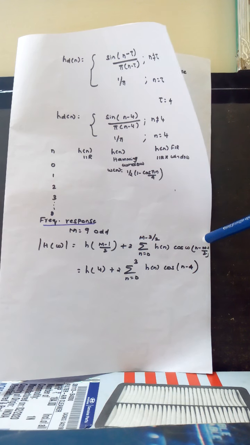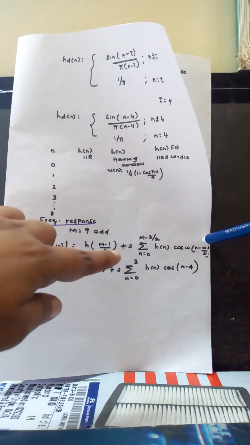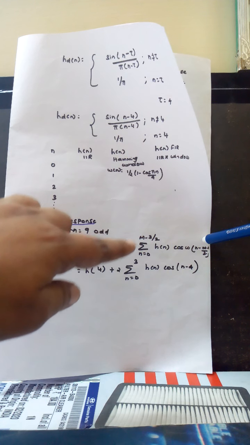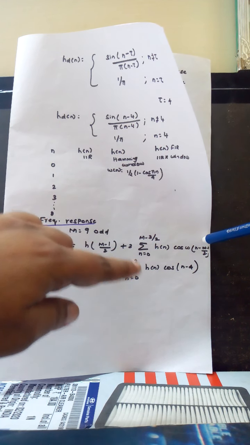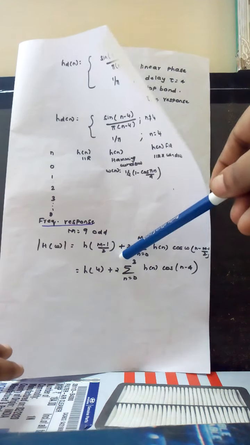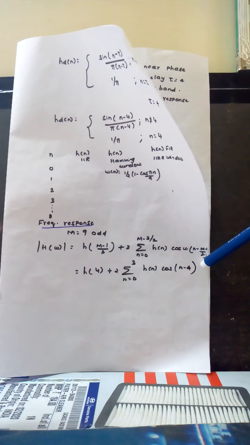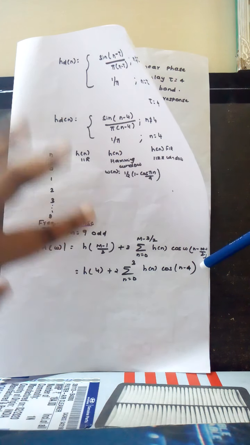This is the equation, the frequency response of the desired filter. So here H of omega equals h of (M minus 1) by 2 plus 2 into summation n equal to 0 to (M minus 3) by 2 of h of n cos of omega into (n minus (M minus 1) by 2). In this, if you substitute M as 9, we get this equation here. No need to solve it, we just have to substitute M as 9 here.